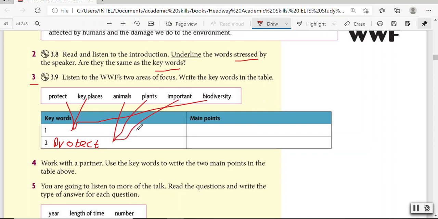Okay, you hear the audio. Okay, the keywords for the first one, for number one, protect, key places, and biodiversity. And for the second one, protect, okay, protect repeated in number one and number two. We have protect in both, and we have plants, important, animals. Okay, be careful about this. They can be a keyword for the first one and the second one. Work with a partner, use the keywords to write the two main points in the table above.